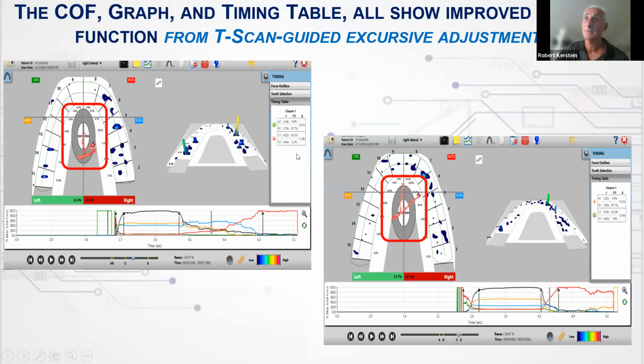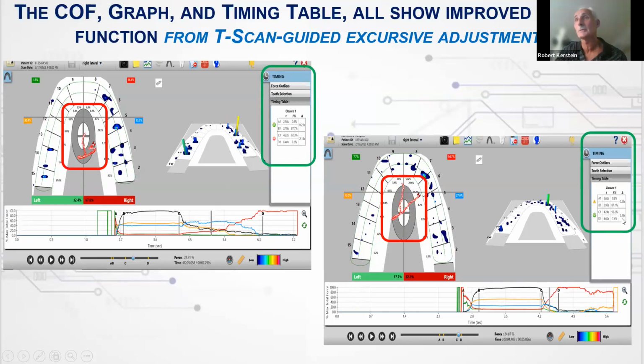And again, the timing table reflects those changes, 2.18 seconds from when the excursion begins to the complete posterior disclusion versus 0.36 seconds. But again, at 0.36 seconds, there's still back teeth in play, so don't be fooled by the timing. The graph shows you the true story.